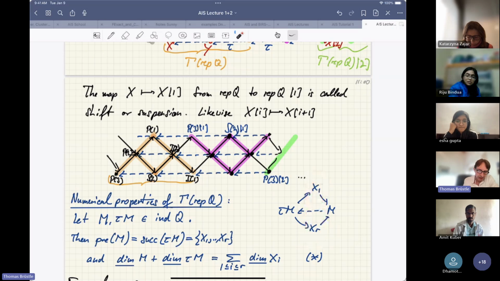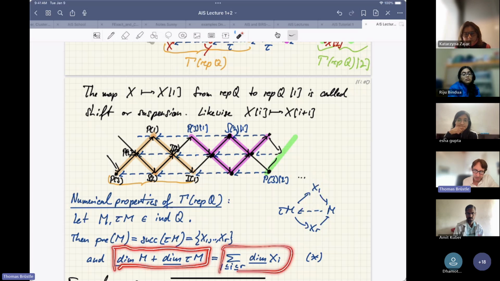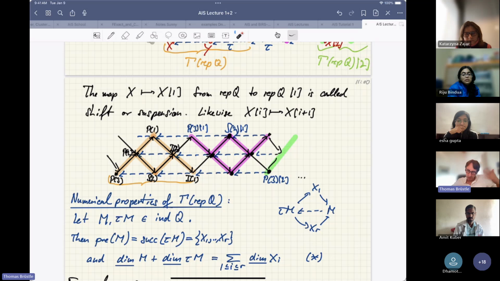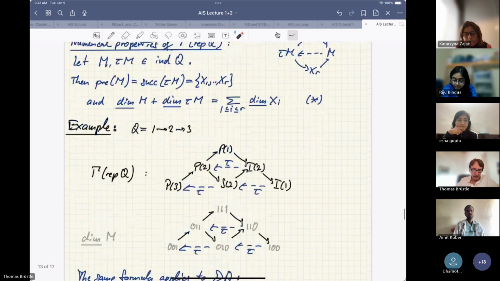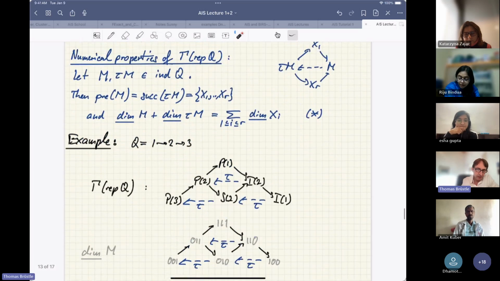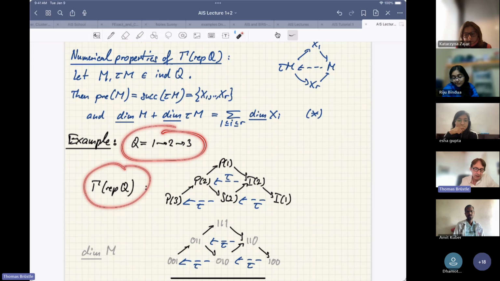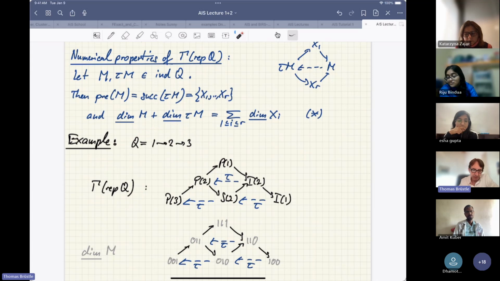So this is this formula. The dimension of M plus the dimension of tau M equals the sum of the dimensions that you have here sitting in the middle. This is one of the numerical properties of the Auslander-Reiten quiver. And you can verify this for the Auslander-Reiten quiver of type A3.